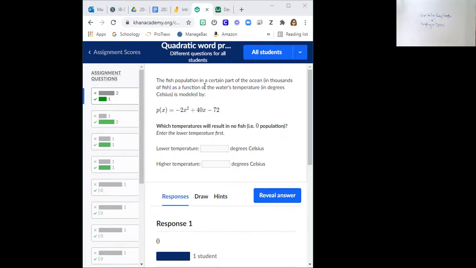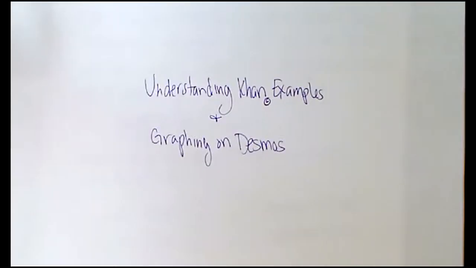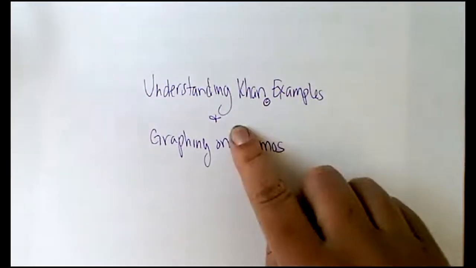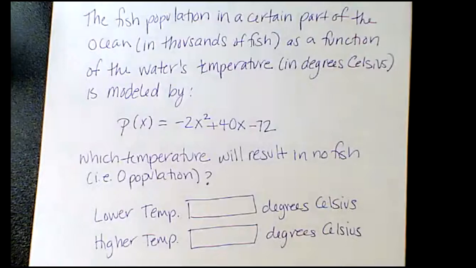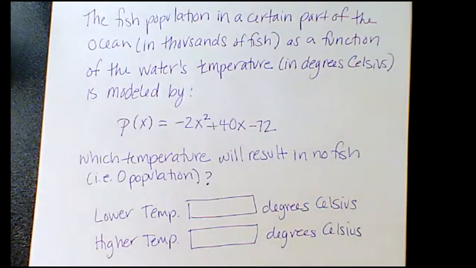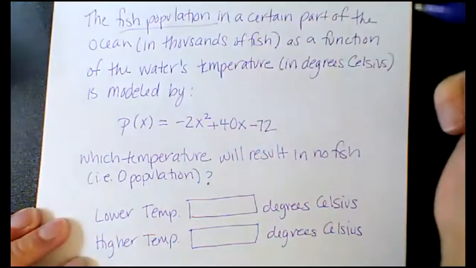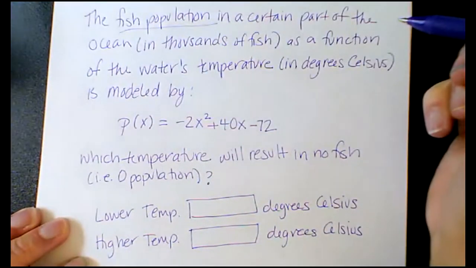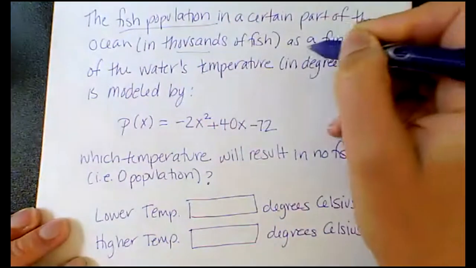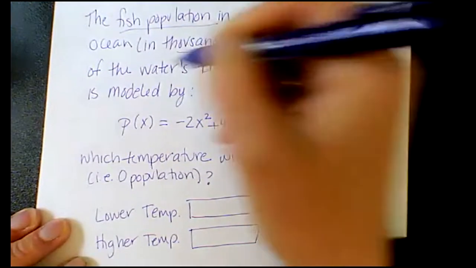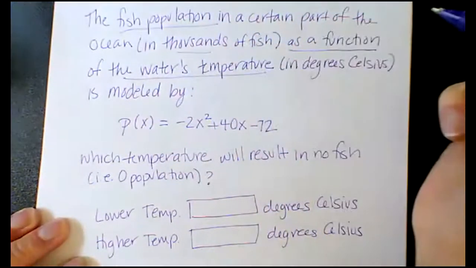Now, in reading this problem, I am going to stop sharing my screen and direct you back to my little title page here. I have written this problem out so that I could go through it with you to help you assign meaning to the variables. So here we have the fish population in a certain part of the ocean, in thousands, as a function of the water's temperature.